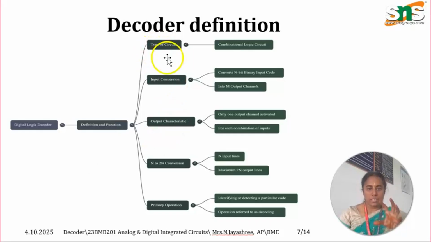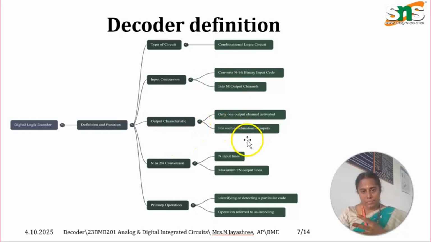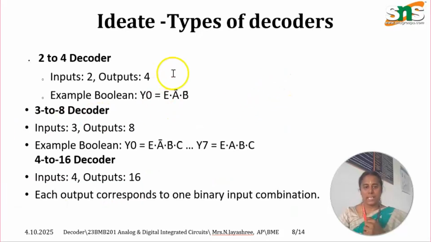The first stage includes the type of circuits. It is a combinational circuit, and it converts n binary inputs into 2 power n output signals, and only one output channel is activated. It has n input lines and a maximum of 2 power n output lines. The primary function is what? Identifying or detecting a particular code.